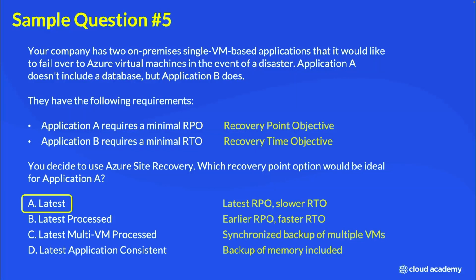And so we should go with latest. The RTO is going to be slower, but the question didn't say that that was a problem, so we're fine. We don't have multiple VMs for that application. Also doesn't have a database, so we don't need the latest application consistent setting. So latest is the one we're going to go with.